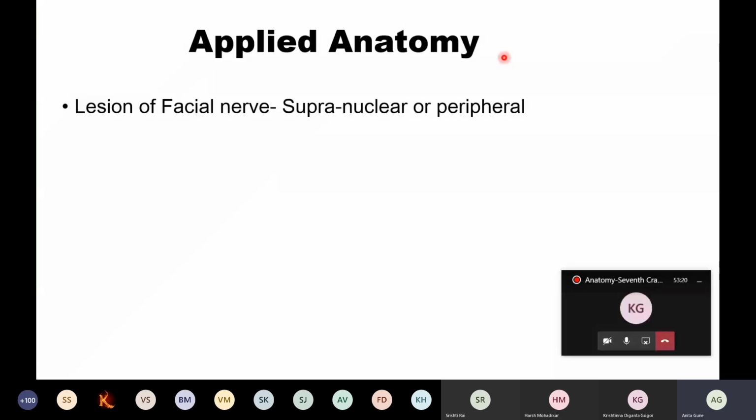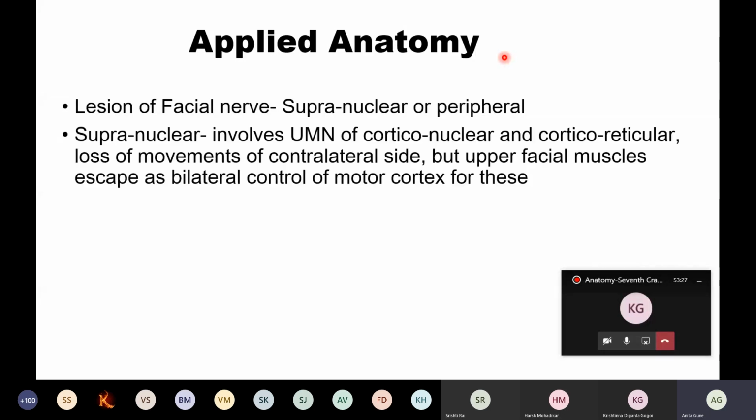Applied part: where the nerve will be injured, accordingly we will get the signs and symptoms. So according to that, we divide it into the supranuclear part. Supranuclear part is that the corticonuclear fibers under the cerebral cortex control the motor nucleus. So if the lesion is in the upper motor neuron, present in the motor neurons of the cerebral cortex, the symptoms will be seen as supranuclear part.